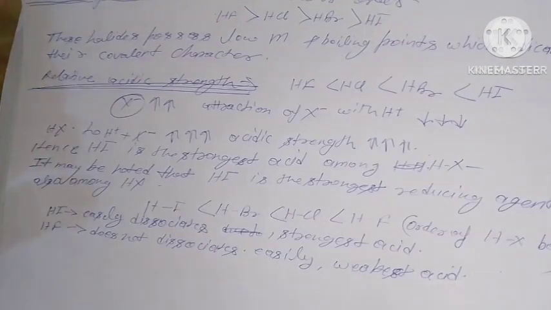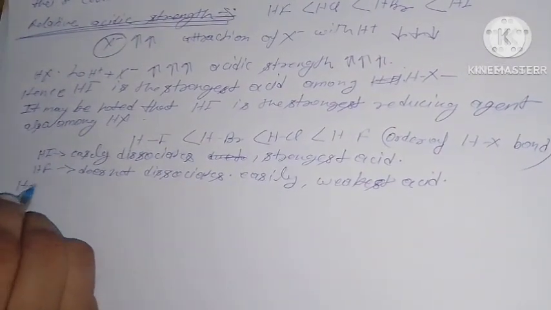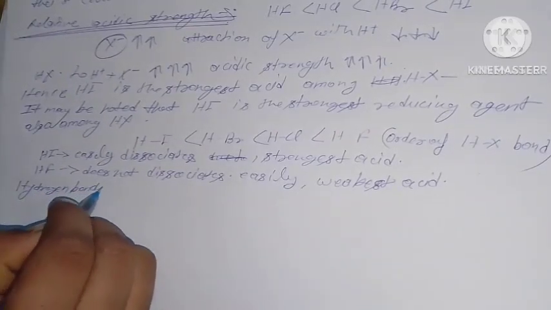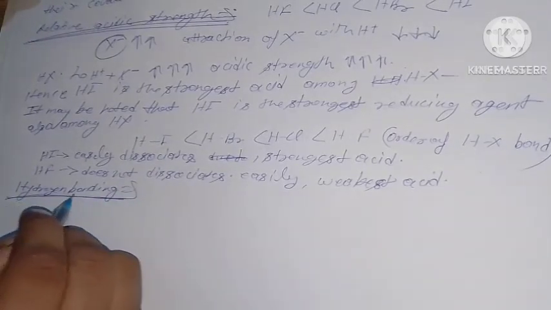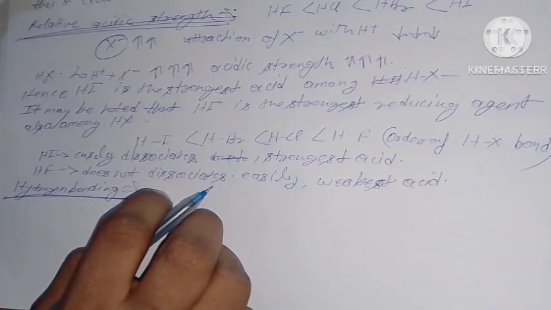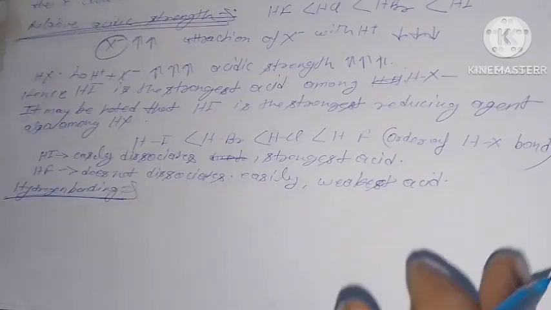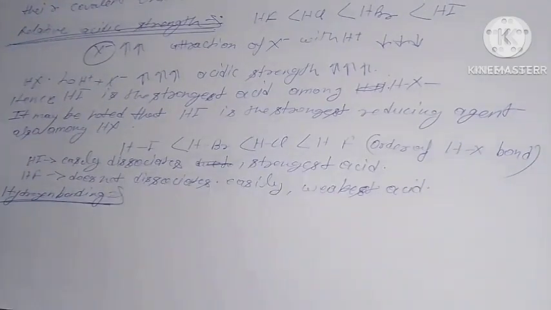Okay, next is hydrogen bonding. Point 6, hydrogen bonding. Hydrogen fluoride shows strong hydrogen bonding, while other hydra acids of hydrogen do not show hydrogen bonding.